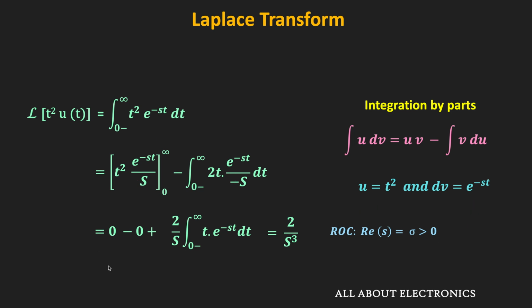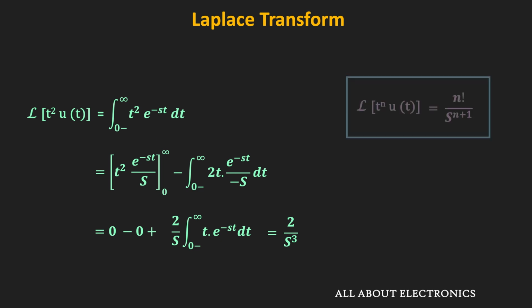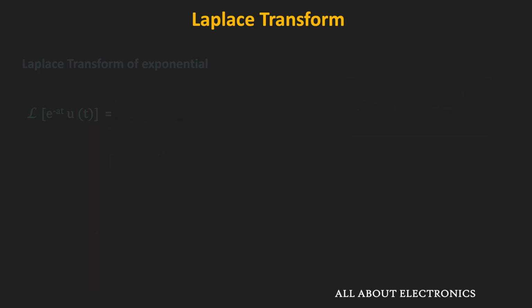So here we have seen that the Laplace transform of the ramp function or this t times u of t is equal to 1 divided by s square, while the Laplace transform of the function t square times u of t is equal to 2 divided by s cube. So in general we can say that the Laplace transform of the function t to the power n times u of t is equal to n factorial divided by this s to the power n plus 1. So similarly, now let us find the Laplace transform of the exponential functions.